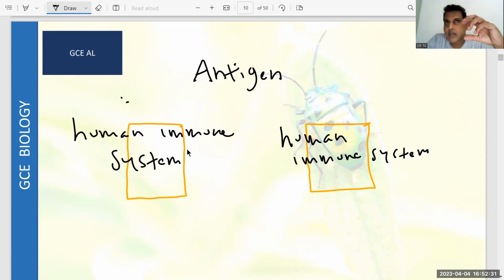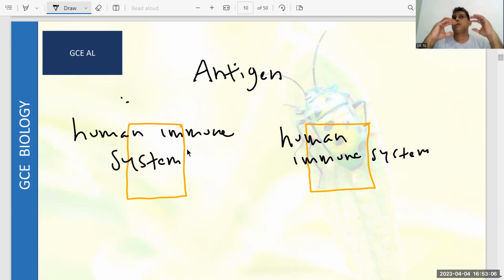If this thing can damage our body, it could be a live thing like a bacteria, virus, or it could be non-living molecules, just molecules, any kind of molecules.